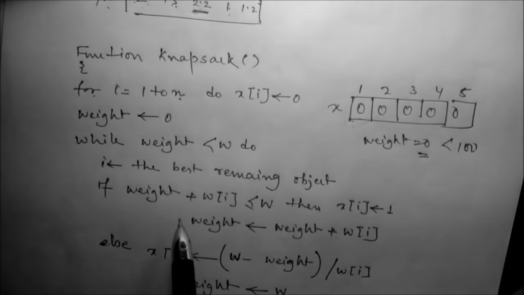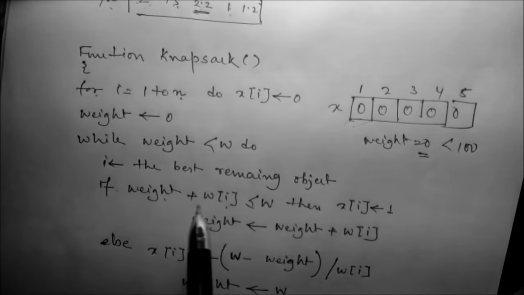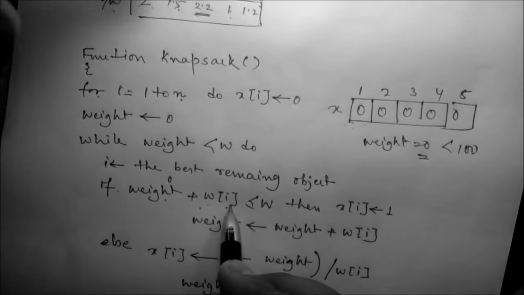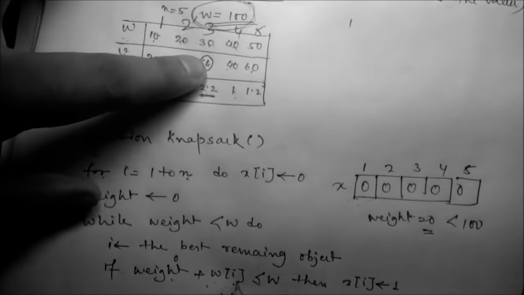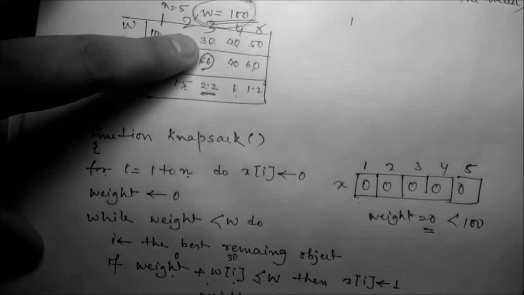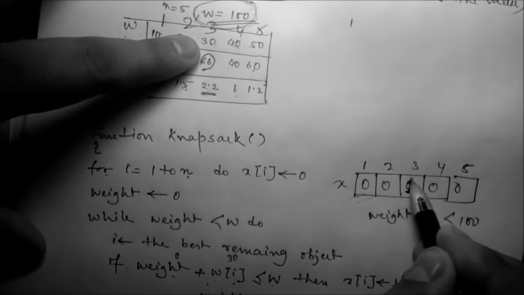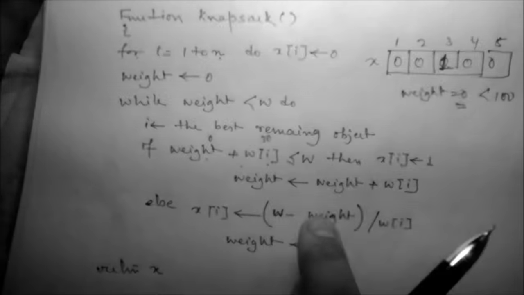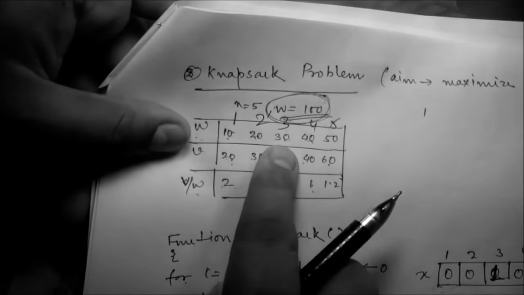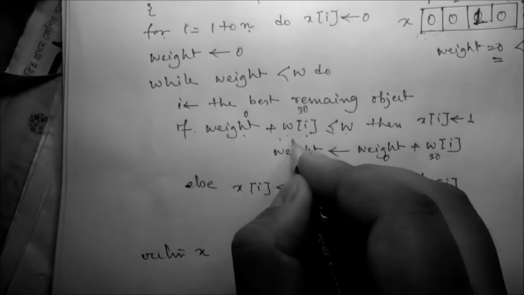Now, if weight plus w_i is less than W, the initial weight is 0 and w_i, the weight, is 30. So 30 is less than 100. Yes, x_i is equal to 1. That means we have to select the third item. Now the present weight is 0 plus 30, so the updated weight is 30.